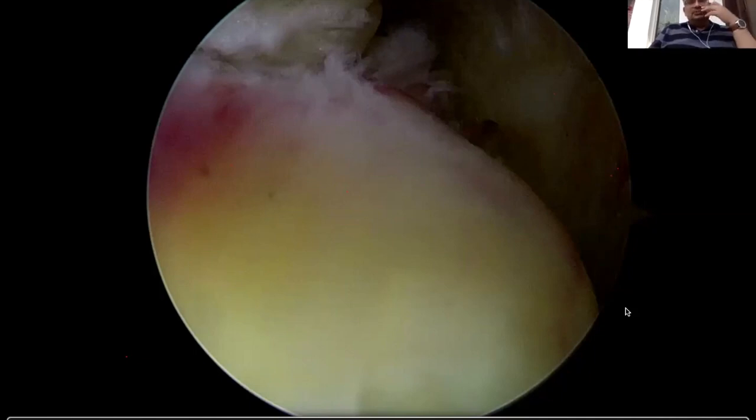Our protocol is repair only in those cases when there is a little bit of bone chunk. In this case, I'll do a repair as well as augmentation with the hamstring graft. So it will be kind of a remnant preservation. I'll try to preserve everything and do an ACL reconstruction.